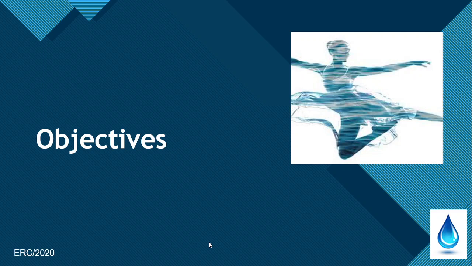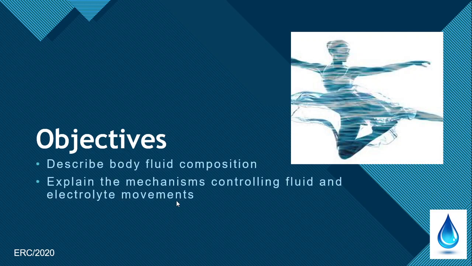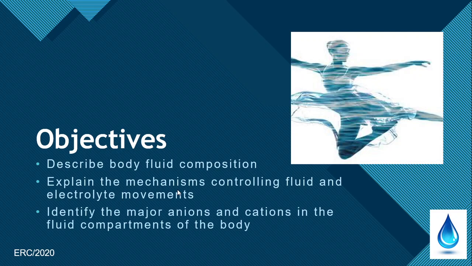At the end of the discussion, the student should be able to: number 1, describe the body fluid composition; number 2, explain the mechanisms controlling fluid and electrolyte movements; number 3, identify the major anions and cations in the fluid compartments of the body.